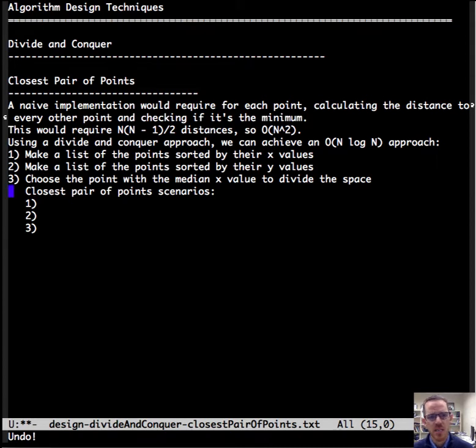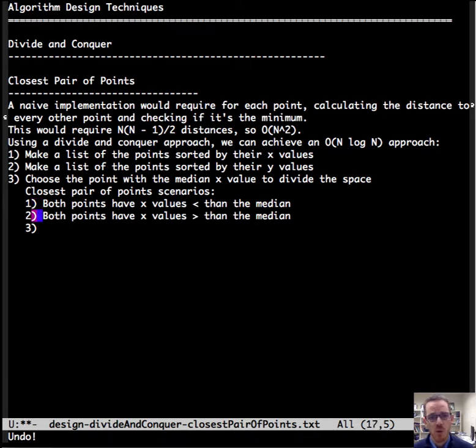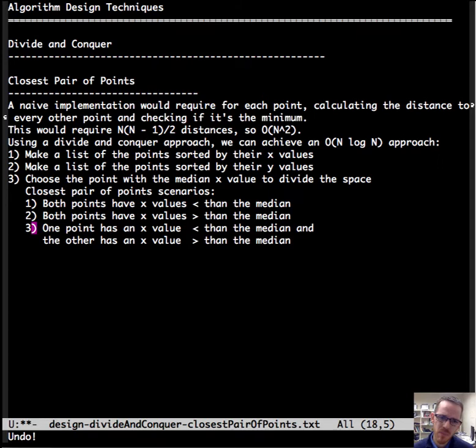Now there are 3 scenarios that we can have. First, both points have x values less than the median. Or second, both points have x values greater than the median. Or third, one point has an x value less than the median and the other has an x value greater than the median. Okay, so the first 2 parts are easy, but it's the third part that takes some work.